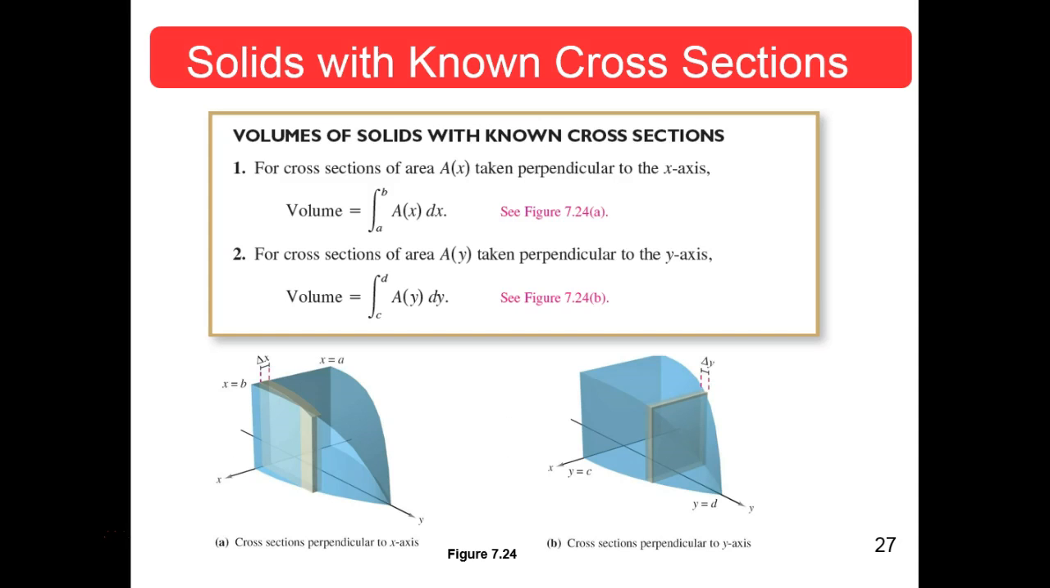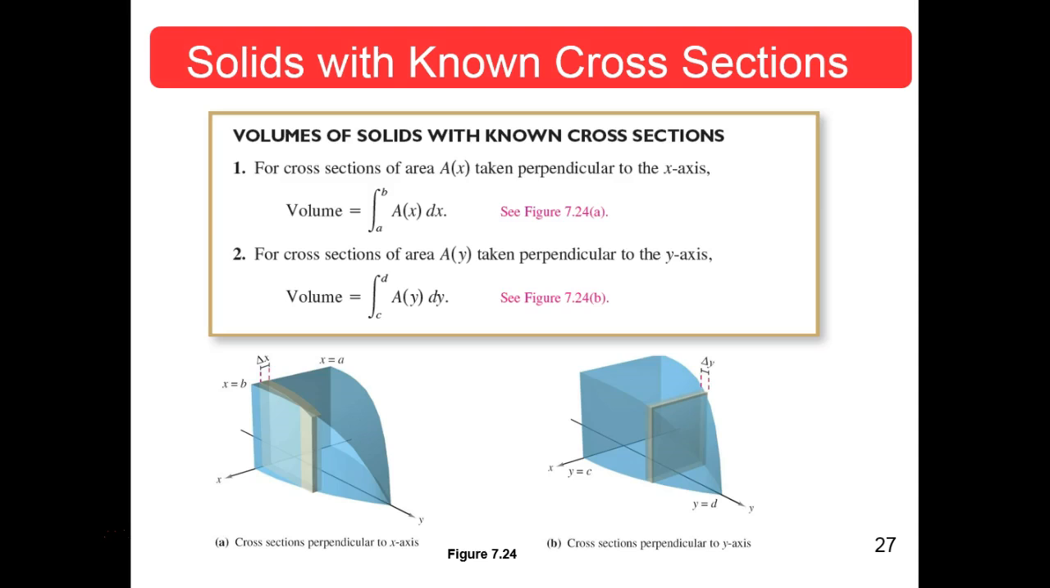For cross-sections of area A of x, taken perpendicular to the x-axis, the volume is equal to the integral from a to b of A of x dx. If you can write that expression of the area of that cross-section as a function of x, you got it right. For cross-sections of area A of y taken perpendicular to the y-axis, then you would go from c to d, A of y dy. Okay?